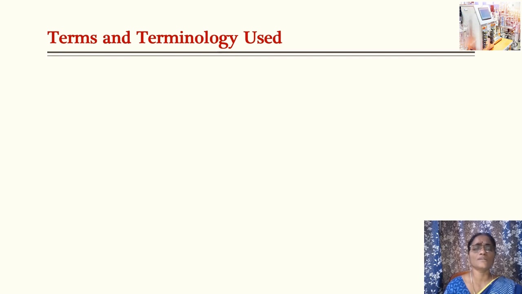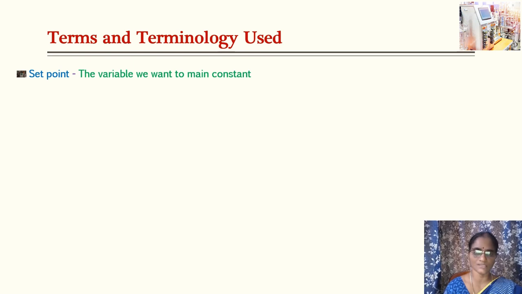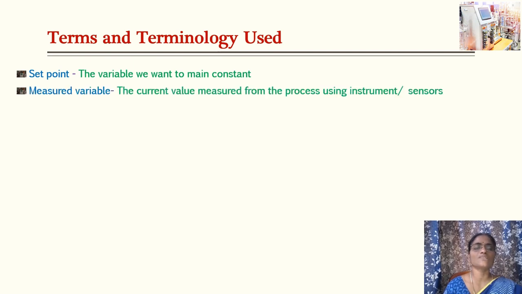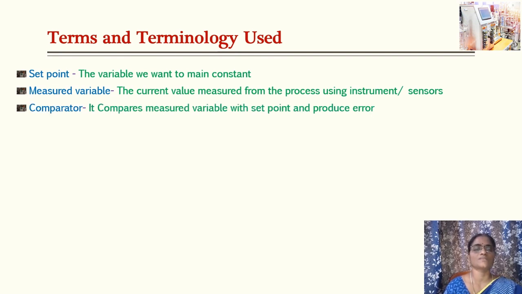Now, let's discuss the terms and terminology used in control systems. First thing is the set point. The set point is nothing but the variable which we want to maintain as a constant, or this is the objective variable like temperature, pressure, etc. Then measured variable. Usually the measured variable will be obtained by using an instrument or sensor. It will tell the current value of the process.